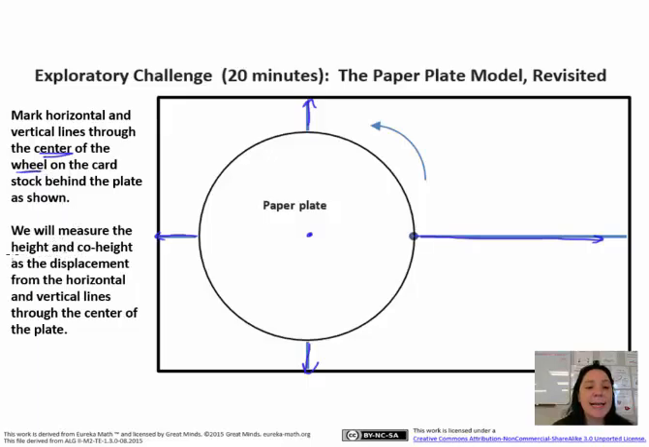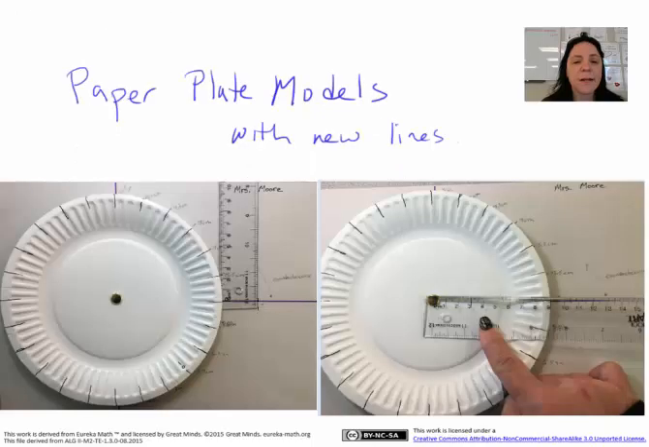We're going to measure the height and co-height as the displacement. Remember that displacement has both positive and negative values as opposed to distance, which is an absolute value. So we're going to measure the displacement from these horizontal and vertical lines through the center of the plate. So here are our horizontal and vertical lines added onto our paper plate model. So now we are measuring height here from the horizontal line up to our marked points.